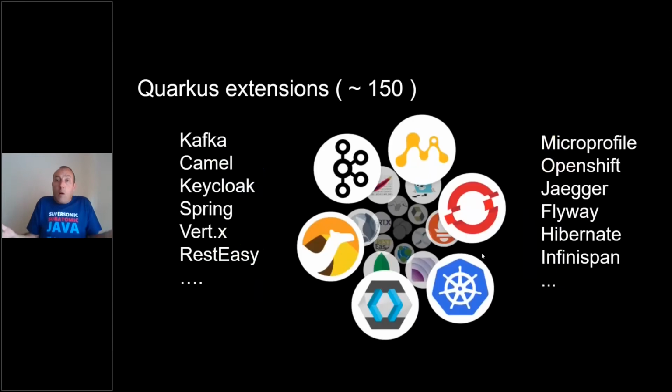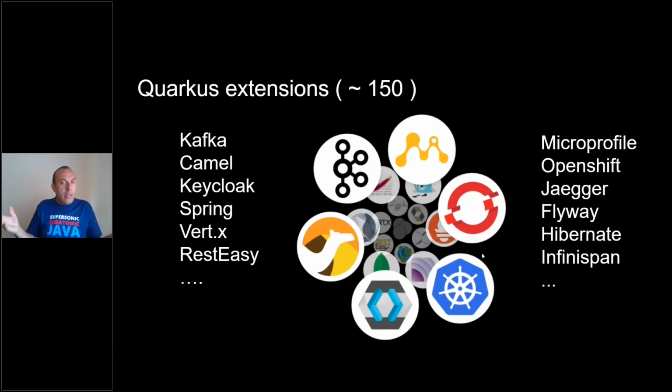So what are those extensions? Well, extensions are simply libraries that optimize the open source libraries so they can be natively compiled and work fine with Quarkus. Those can be Kafka, Camel, Keycloak, Spring, Vert.x, RESTEasy. Here you have several, and most of you are probably using one of those extensions. And we have more than 150 extensions.